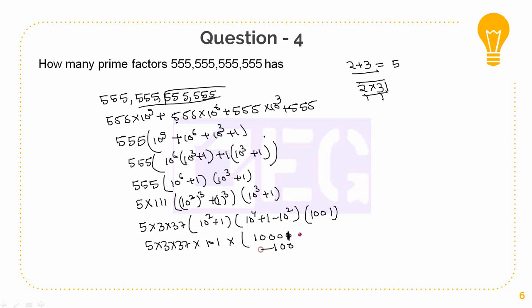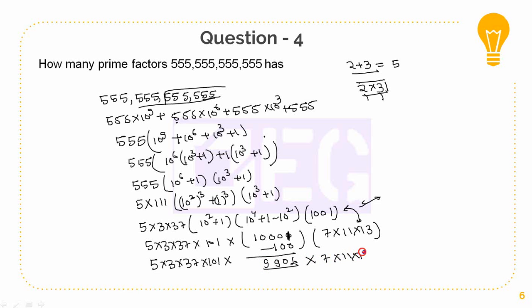Now 5 into 3 into 37 into 101 into this value, 10 to the power 4 minus 100 plus 1, which is 9901, into 1001, that is 7 into 11 into 13. This is a really important part. 1001 is 7 into 11 into 13. You should know this concept. That means this particular thing you can apply in remainder also. We have already discussed this part in our classes. So now 5 into 3 into 37 into 101 into 9901 into 7 into 11 into 13.